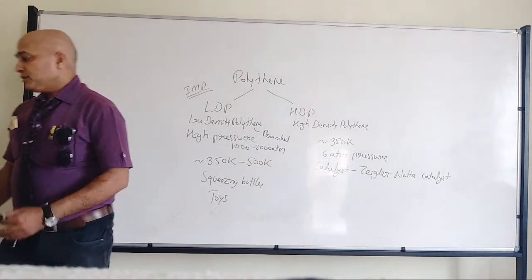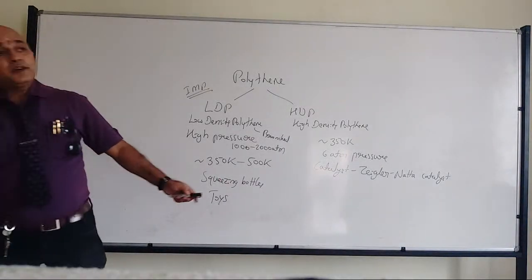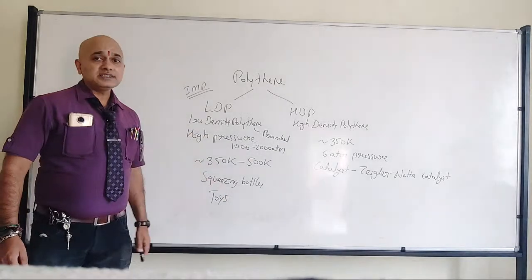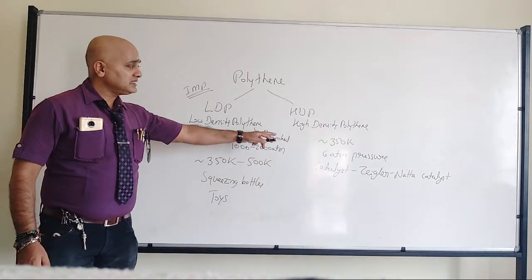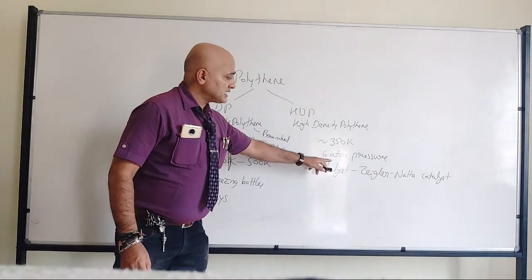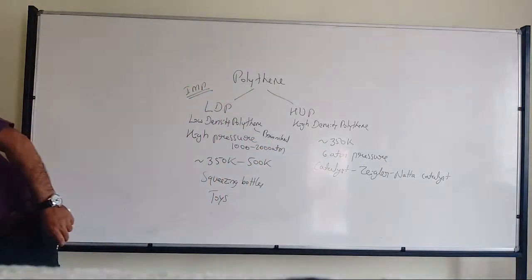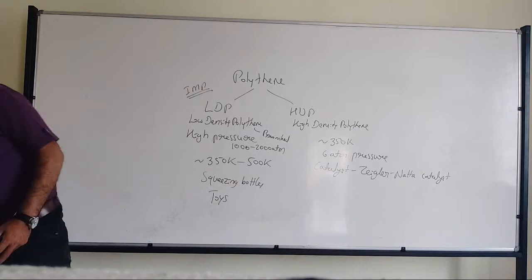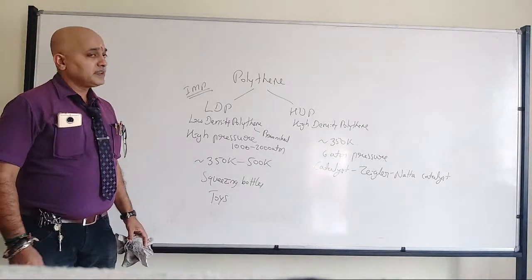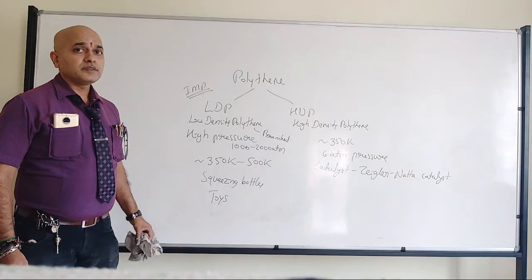Okay. So when it comes to high density polymers, what is that difference? The difference is, one is temperature, next is pressure, and another one is there will be utilization of Ziegler-Natta catalyst. Okay, now? Any doubts? Fine.